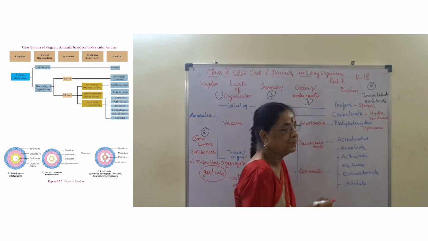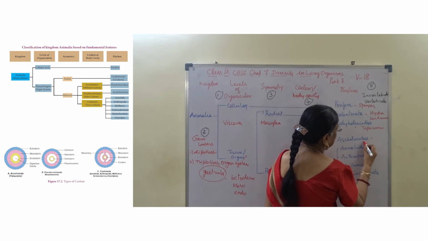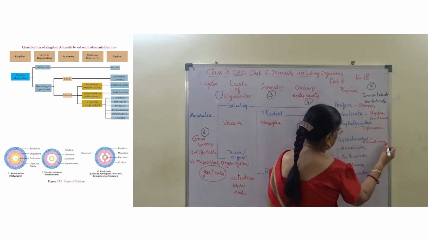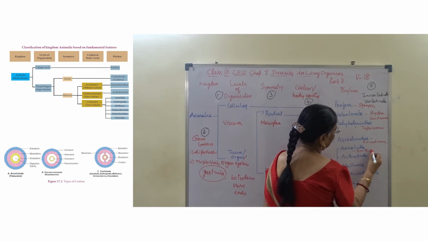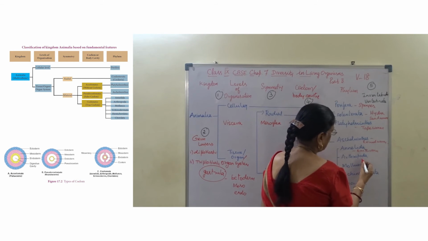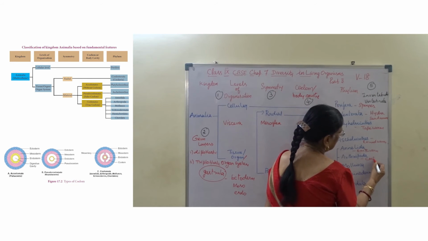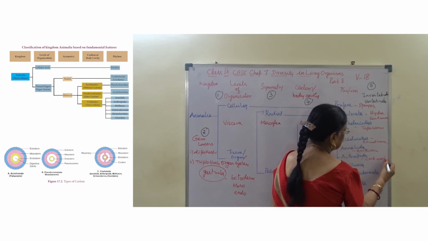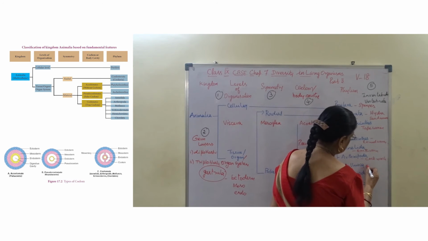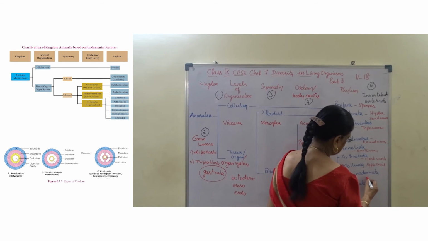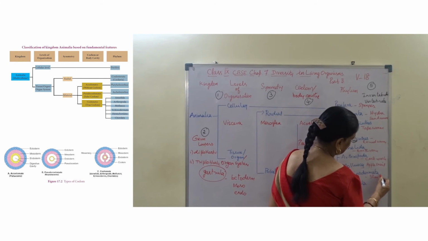Platyhelminthes, example tapeworm. Aschelminthes, example roundworm. All worms. Annelida, example earthworm. Arthropoda, example cockroach, all insects. Mollusca, example apple snail. Echinodermata, example starfish.